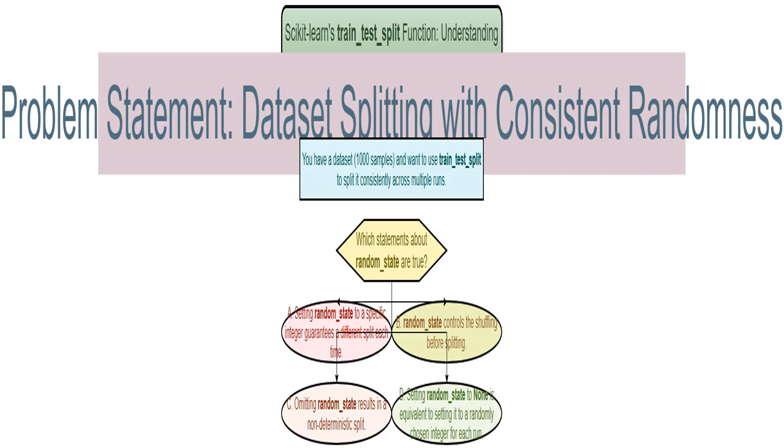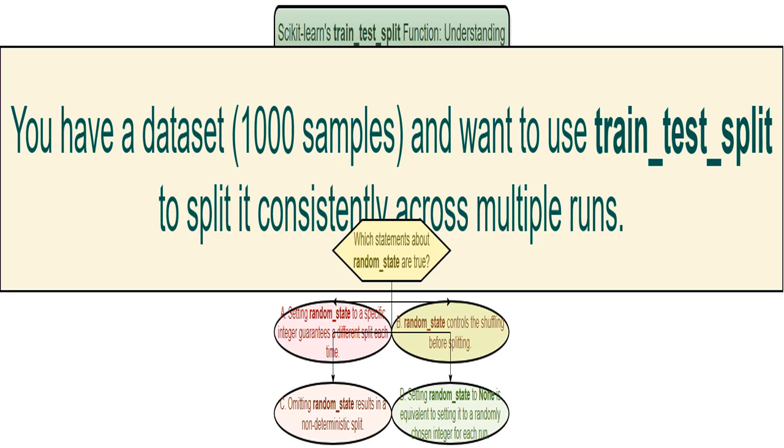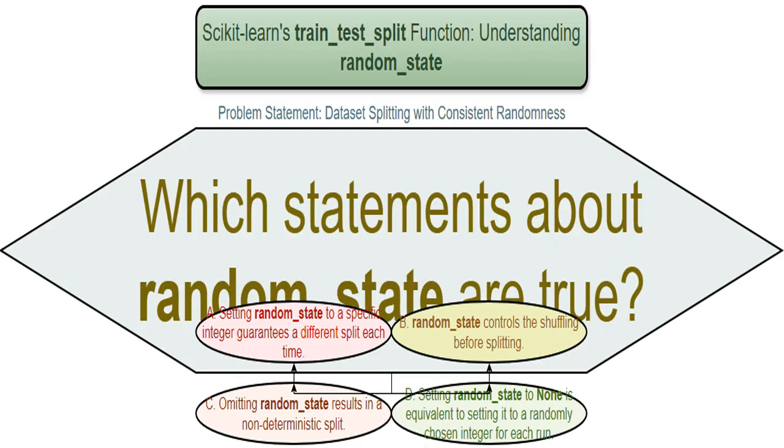This is where the _random_state parameter comes in. This further clarifies the problem. The dataset size, 1000 samples, isn't directly relevant to understanding _random_state, but it provides context. The focus is on the consistency of the split, getting the same training and testing data each time you run the code. This is the core question.